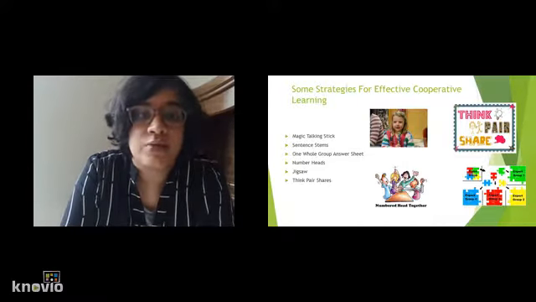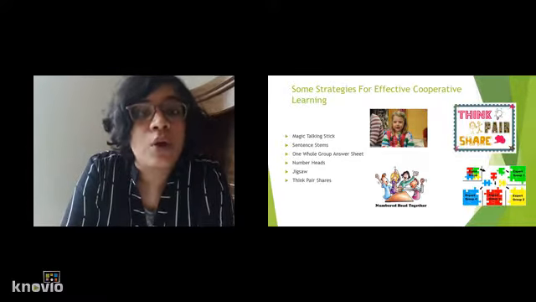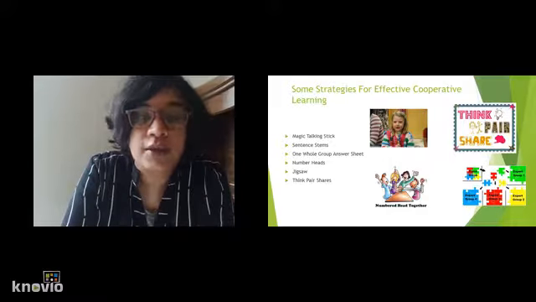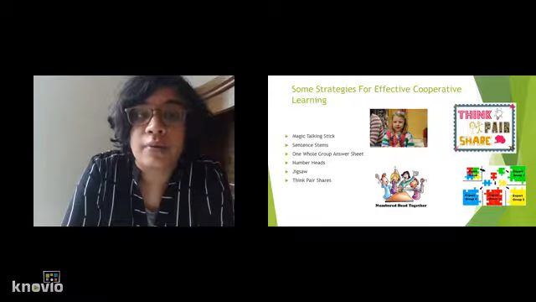Give one answer sheet to the group. Numbered heads. Use numbers to designate each child in a group. The goal is for everyone to work together, in part because they do not know who will be called on.